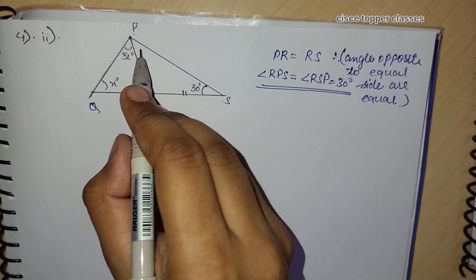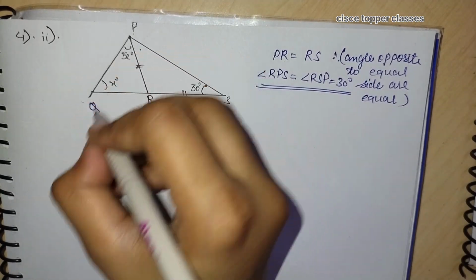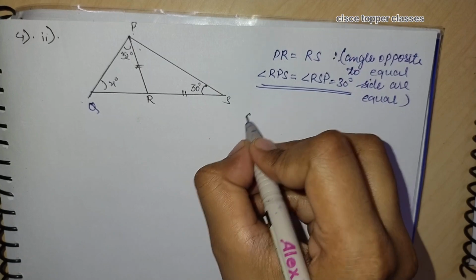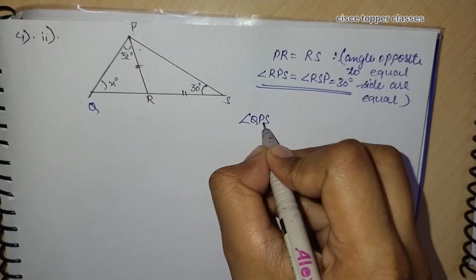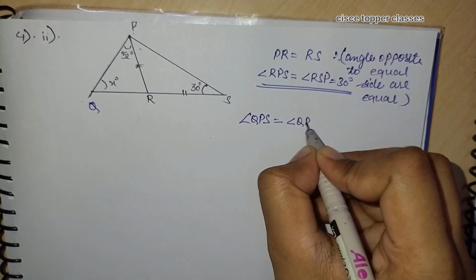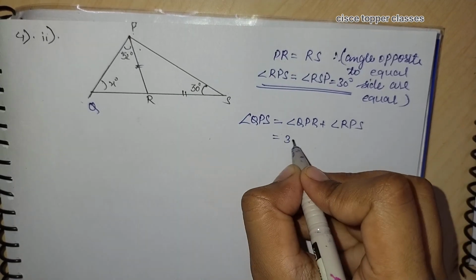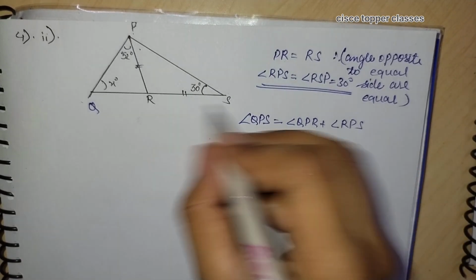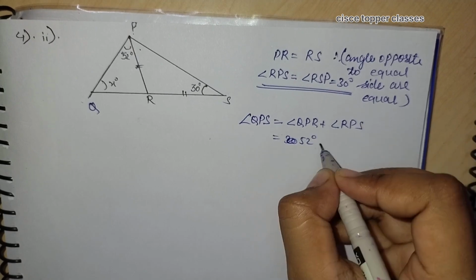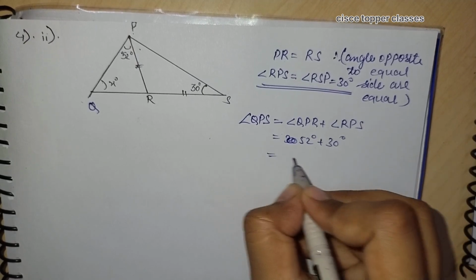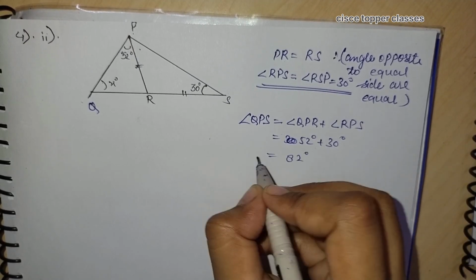Now we can add 52 plus 30 here to find this angle QPS. From here we can write angle QPS is equal to angle QPR plus angle RPS. Firstly it is QPR as 52 degree, then this is 30 degree here. So it will be 82 degree.